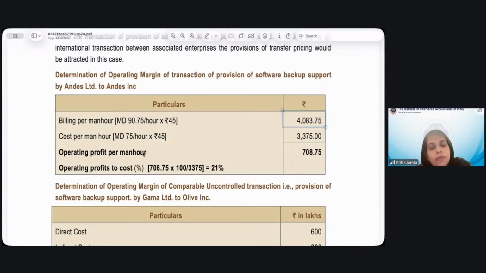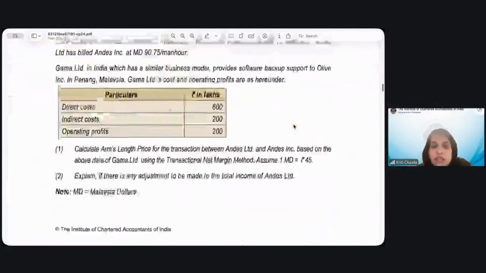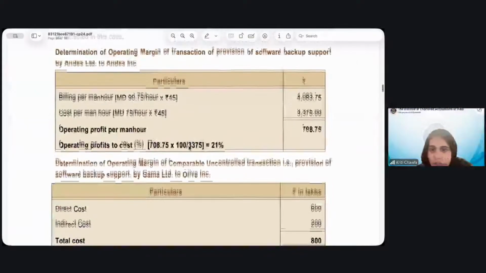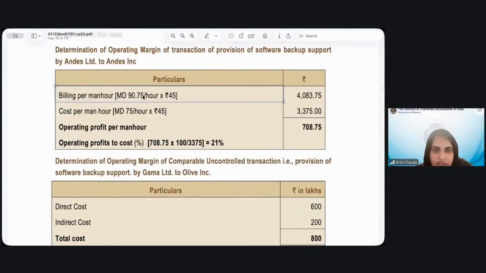So obviously the operating profit per man hour is this one. So how do you calculate the billing? Well, the billing is provided in the question itself. They are billing at 90.75 per man hour. The cost per man hour is also provided in the question, which is 75. So if you just do sales minus cost, this will give you the operating profit, which is 708.